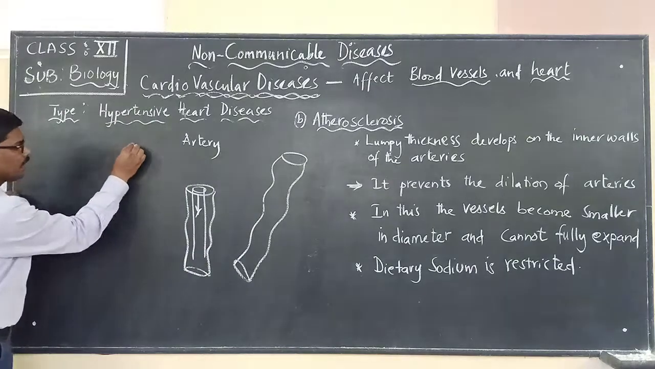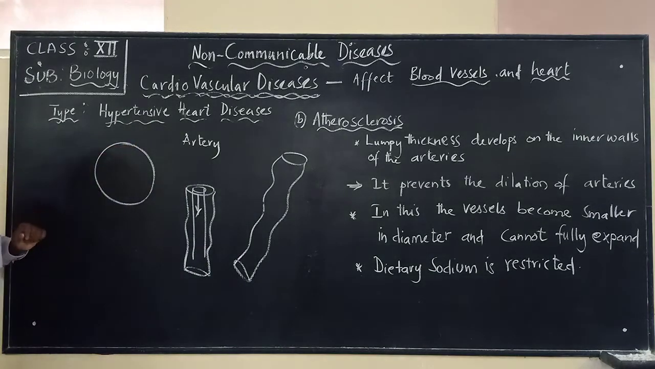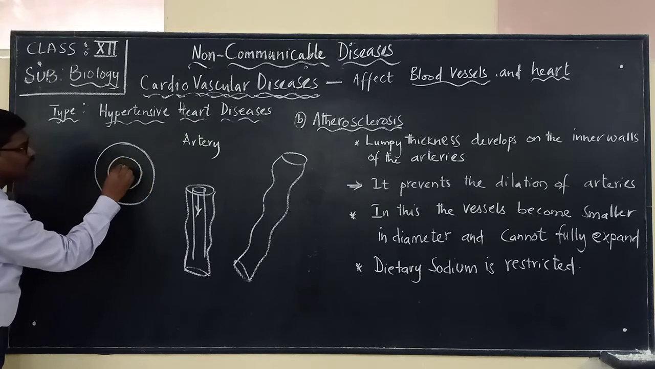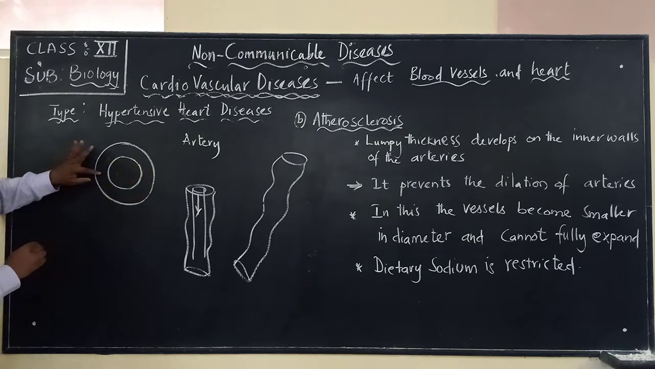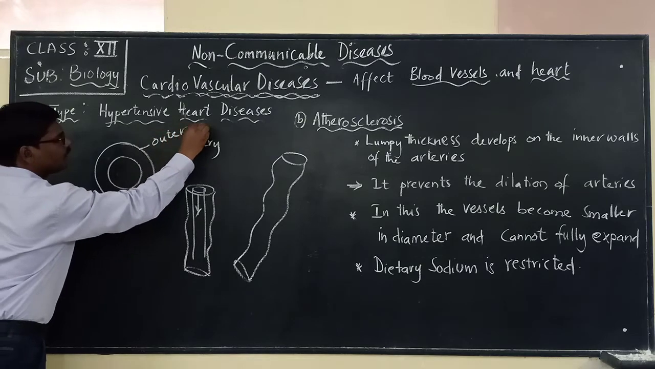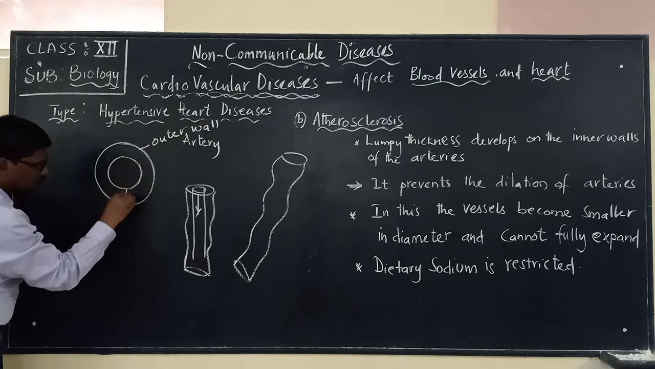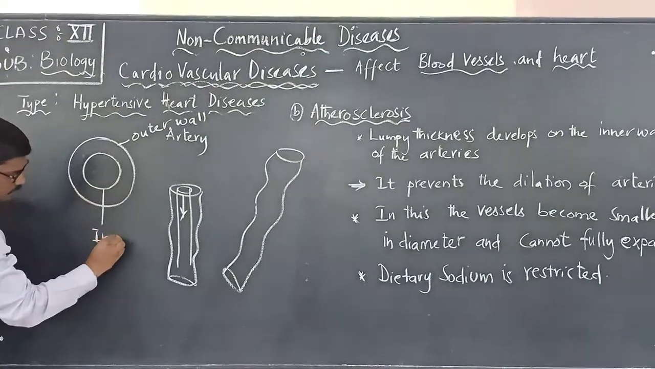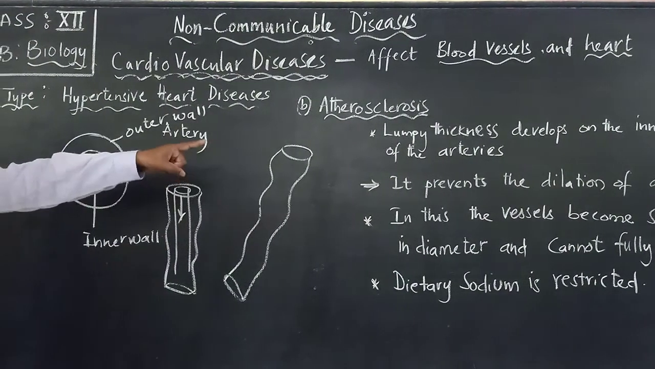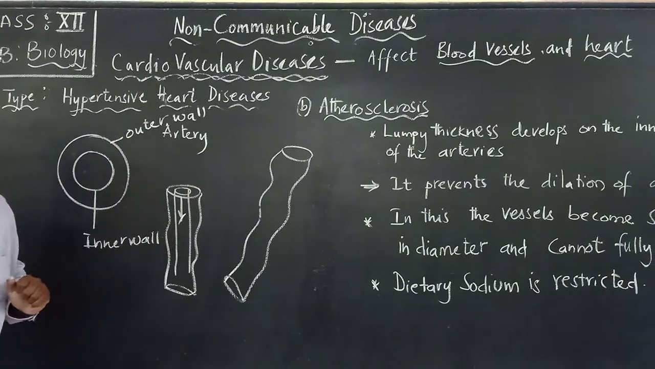Say suppose here is the outer wall. Let us say that this is the outer wall of the artery, and here is the inner wall. Now here, let me say that this is the outer wall, and this is the inner wall. So there is lumpy thickness that develops on the inner walls of the arteries we are saying.